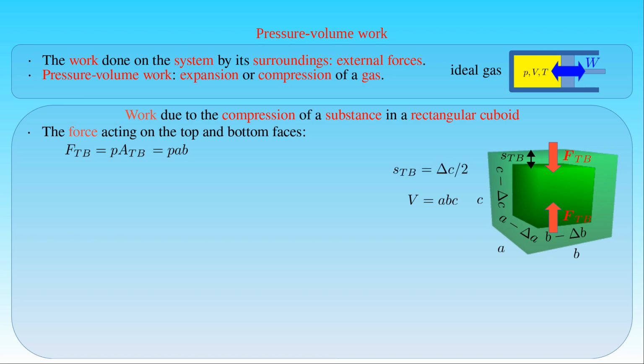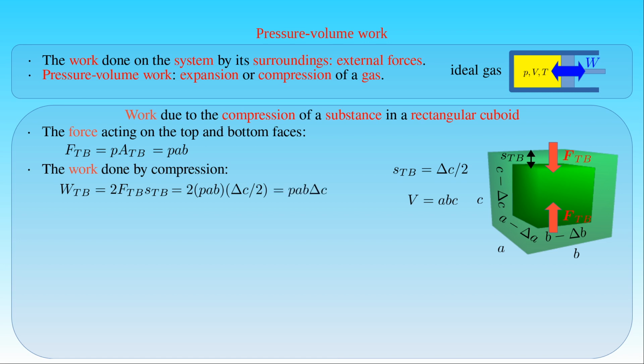The total work W_TB for both faces is given by 2 times F_TB times S_TB, which can be written as 2 times P times A times B, times delta C divided by 2. Then the work W_TB is given by the pressure P, times the length A, times the width B, times the change delta C in the height.